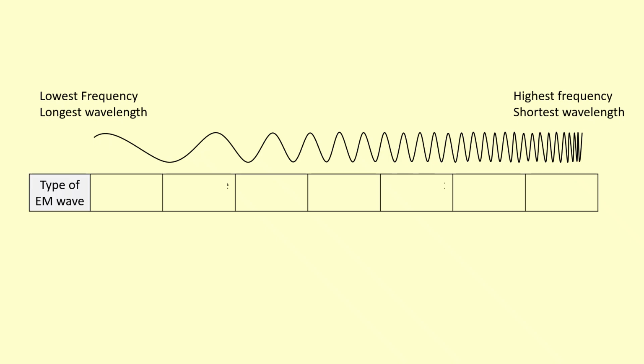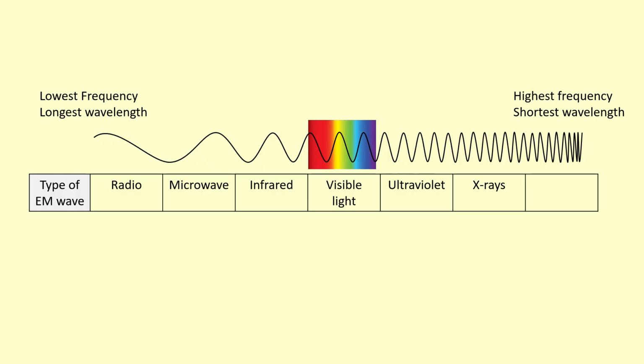Okay, let's look at the different types of waves in this diagram. On the left-hand side, we've got radio waves, which have the longest wavelength, then microwaves, then infrared, then visible light. That's the light that we can see, and it can be further broken down from red on the left-hand side to violet on the right-hand side. After violet, we've got ultraviolet, and then X-rays and gamma rays. Radio waves have the least energy, while gamma rays have the highest and most energy.